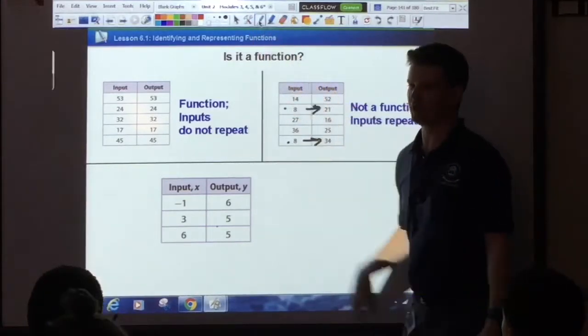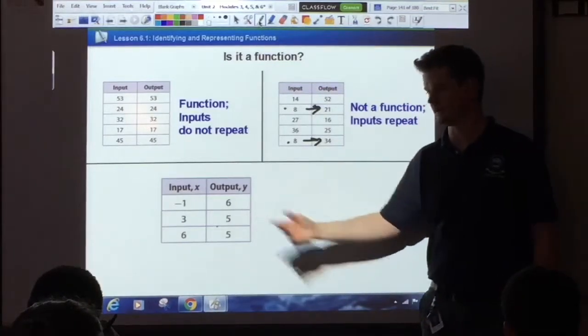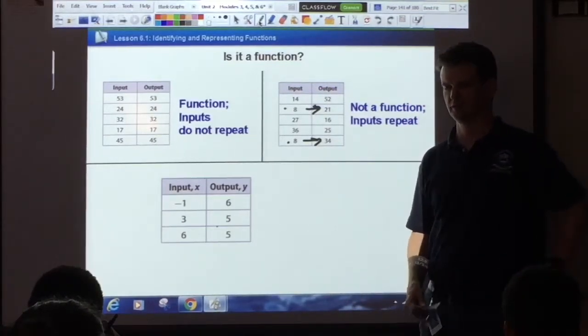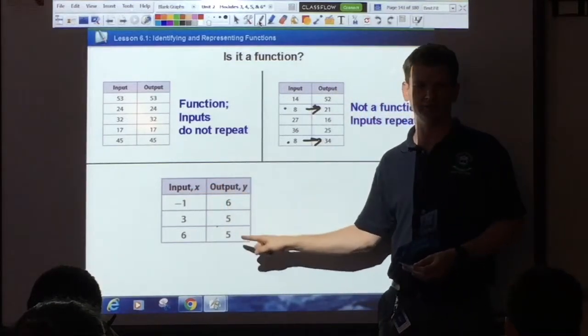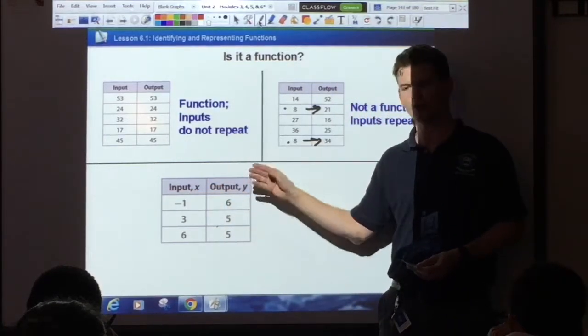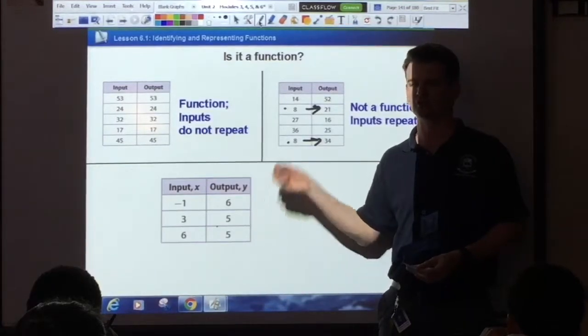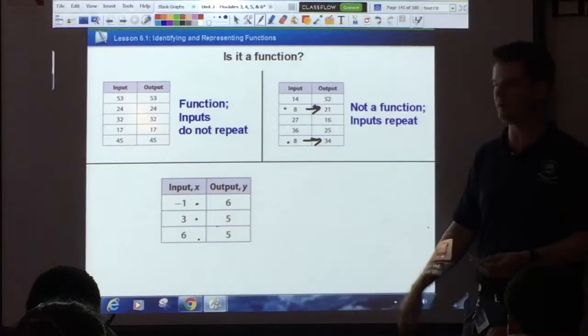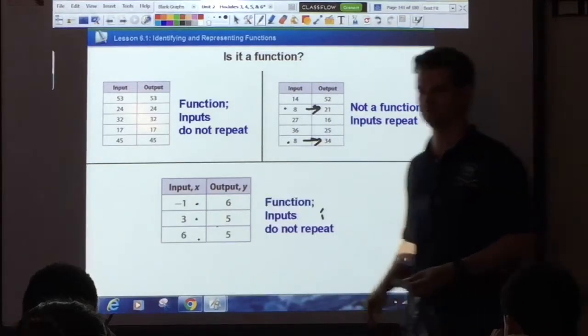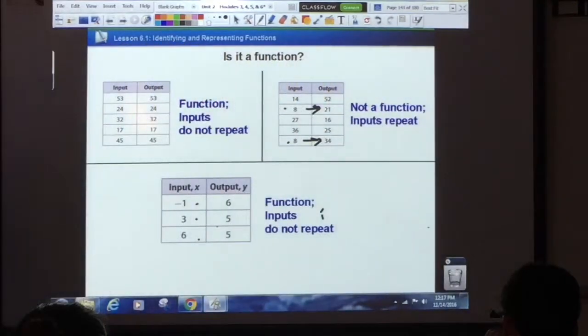All right, Katrine. Is that a function, yes or no? Yes, it is a function. We look at the inputs. Do we care that these outputs repeat? No, we don't care. We don't look at the outputs. The only time we look at the outputs is if we see repeating inputs. These inputs do not repeat. That's a function, baby. All day, every day.